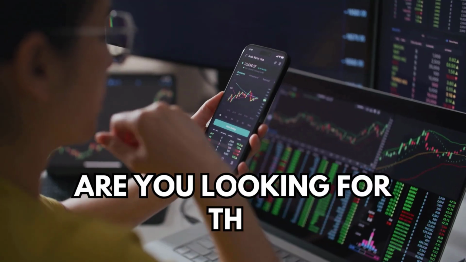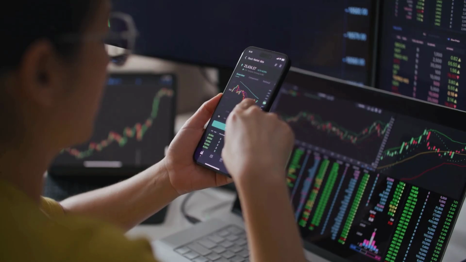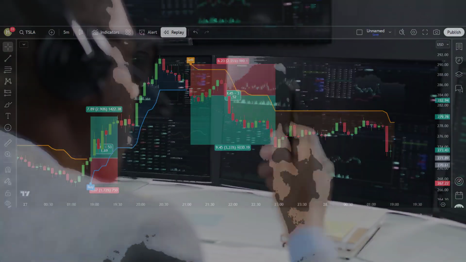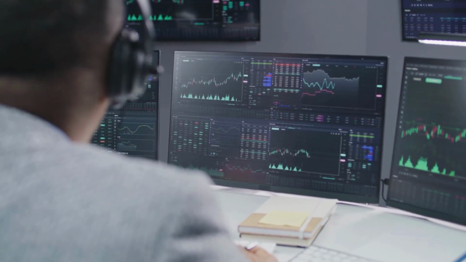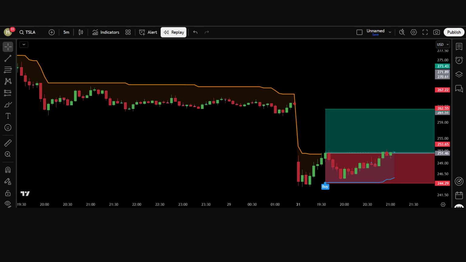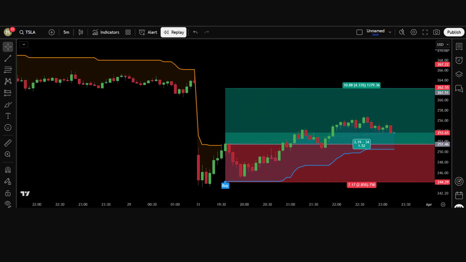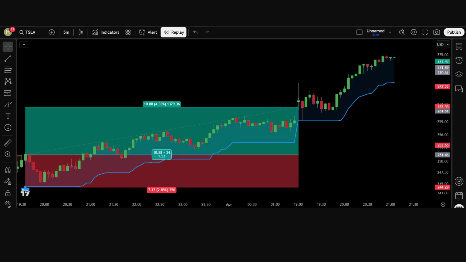Are you looking for the best TradingView indicator for clear buy, sell signals but finding the setup difficult? Don't worry, this tutorial will guide you step by step to install and configure the G-Trend Gunbot indicator on your TradingView chart easily. We will cover its key functionalities, including trend detection and signal generation, and demonstrate how to integrate it into your TradingView setup.